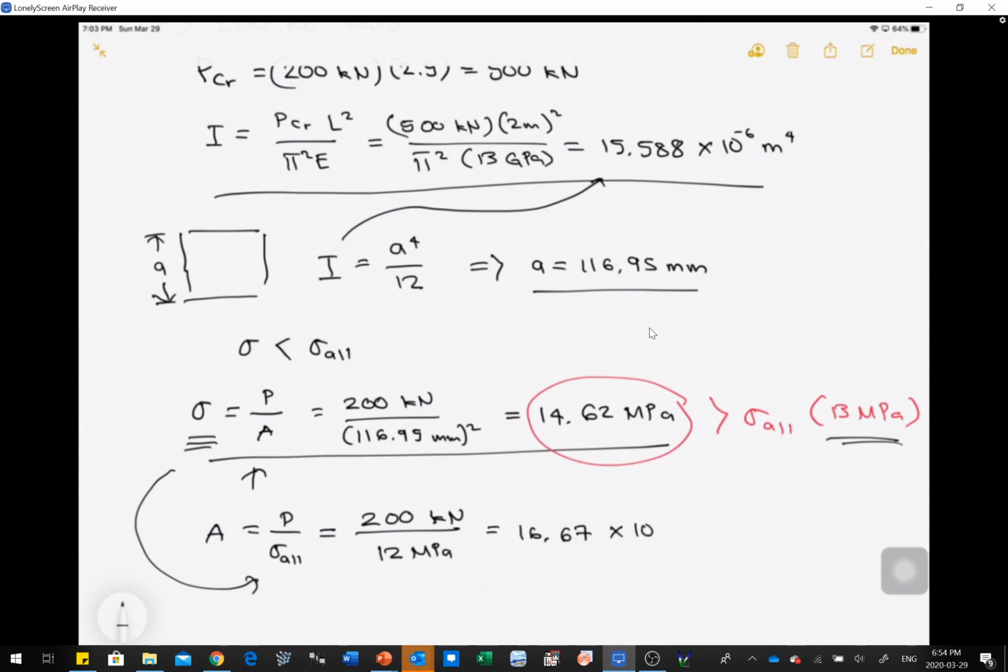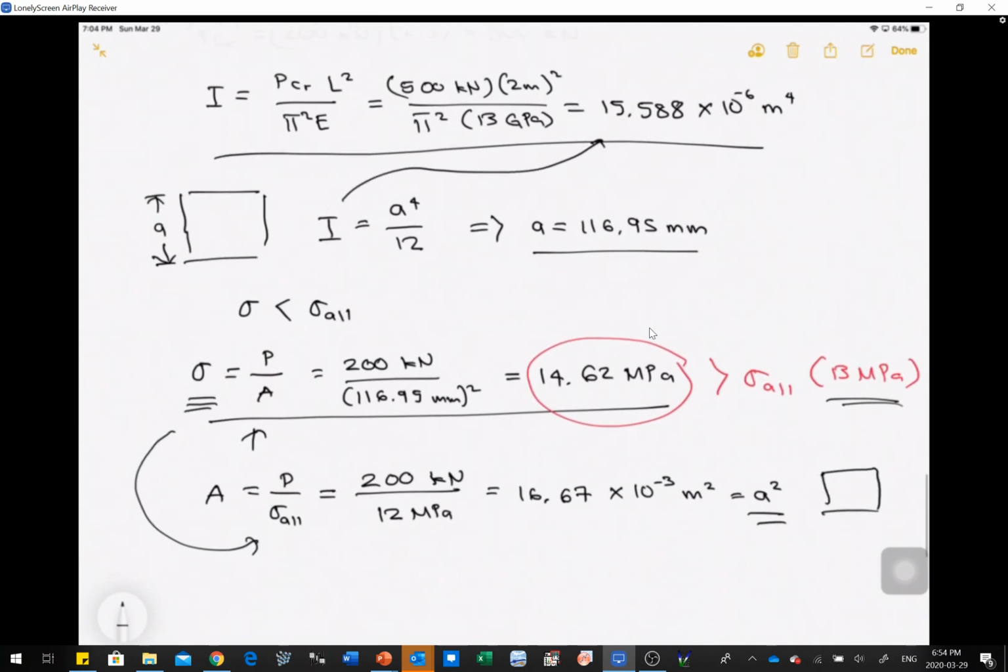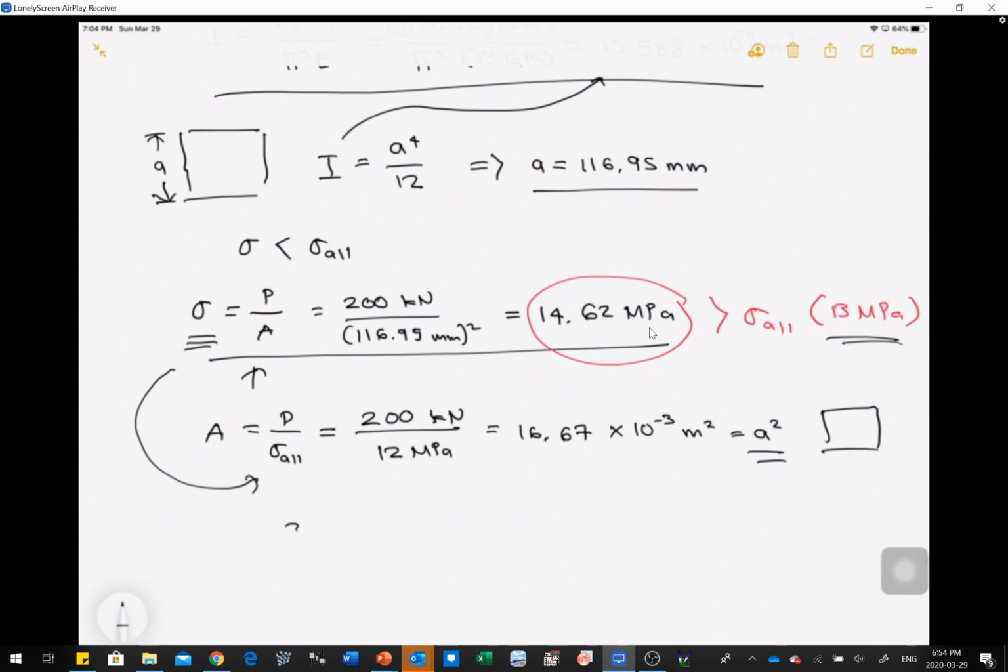So we're going to end up with 16.67 times 10 to the negative 3 meters squared, and that's going to be your A squared, for a square cross-sectional area. Now, if you get the square root of that number, you will get A is equal to 129.1 millimeter. That's going to be the design of your structure that will now satisfy both conditions.